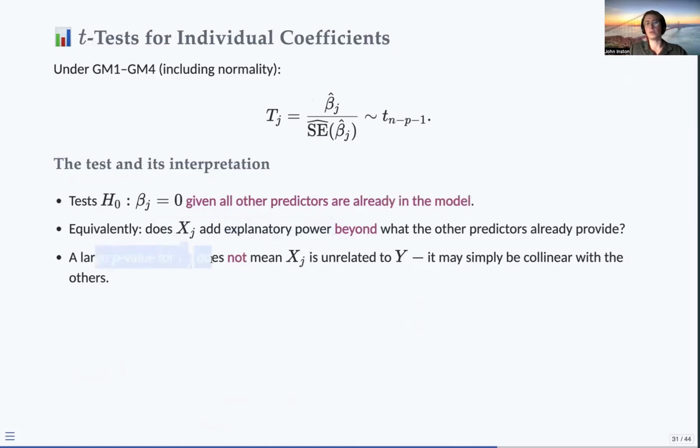To make your conclusions, you can do your testing with p-values. You would accept your alternate hypothesis and reject the null hypothesis for small p-values. But it's worth noting that if you have a large p-value, it doesn't mean that xj is unrelated to y. It may just be collinear with others. It might have a very high collinearity with other parameters, and therefore they describe the response variable in the same way, and essentially one describes everything that the other could, and so the other gets ignored.